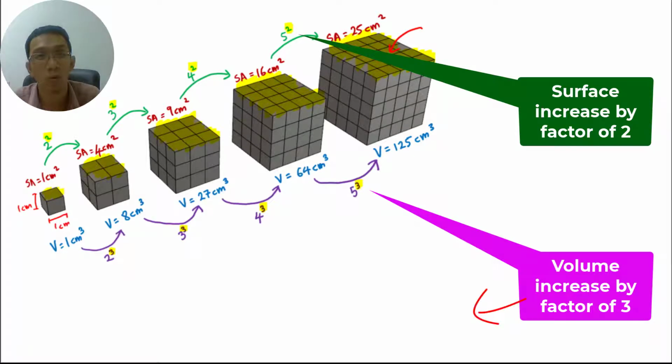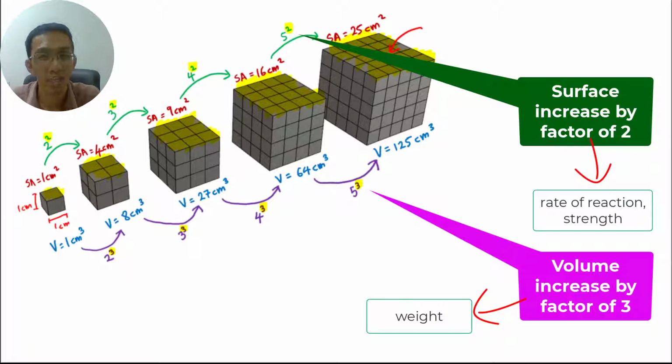Volume usually correlates with weight, while surface area typically correlates with rate of reaction, or in the case of cross-sectional area, it correlates to strength. It is easier to break this toothpick than to break this big wood, even though both are made from the same wood material. If you break the toothpick, it has a smaller surface area here compared to this wood which has a larger surface area here. But this wood, even though it's hard to break, is much heavier than the toothpick.